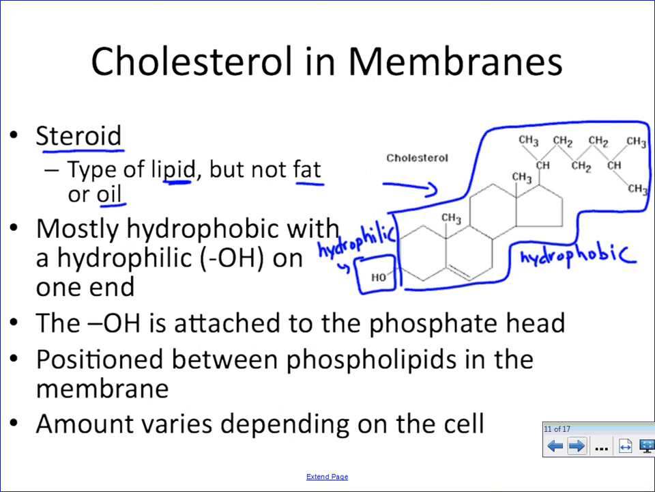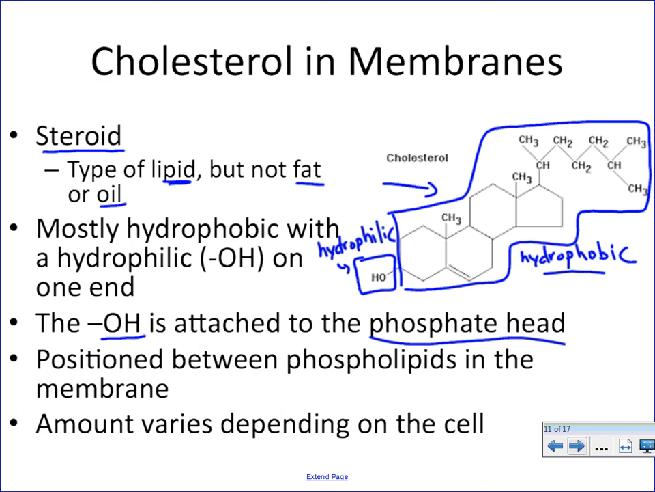So within the cell membrane, that hydroxyl group is going to be attached or interact with the phosphate head on the phospholipid. And then the rest of the molecule, the hydrophobic portion, is going to be embedded in that hydrocarbon, interacting with those hydrocarbon tails, or that hydrophobic core.